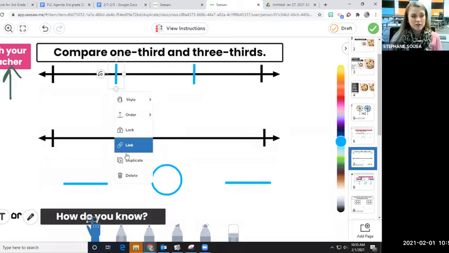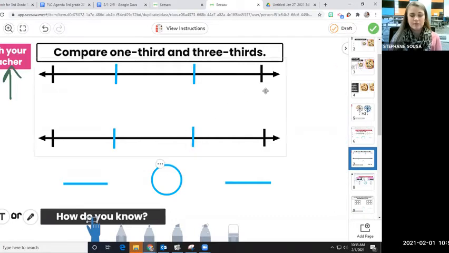Then I'm going to do the same thing on the bottom. I'm going to duplicate that line and drag it straight down. Because both number lines show me thirds, I don't have to do anything different. I'm going to pause there. I can see that a lot of you are working on that.